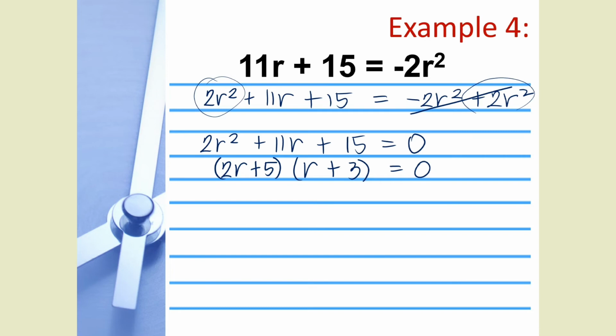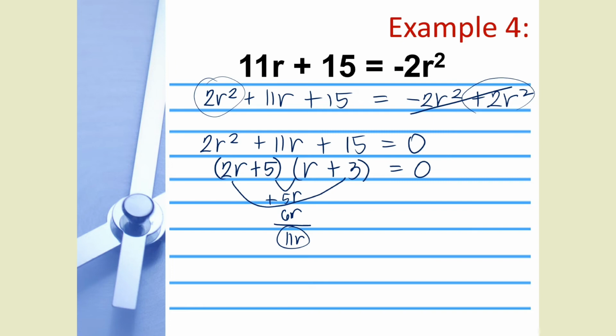Paano maka-countercheck na tama? FOIL method, yung gitnang term. 5 times r ay 5r. 2r times 3 ay 6r. And then, add natin yung dalawa. Ang kalalabasan ay 11r, which is correct, yung middle term. Ibig sabihin, tama lang yung ating pagkaka-factor.